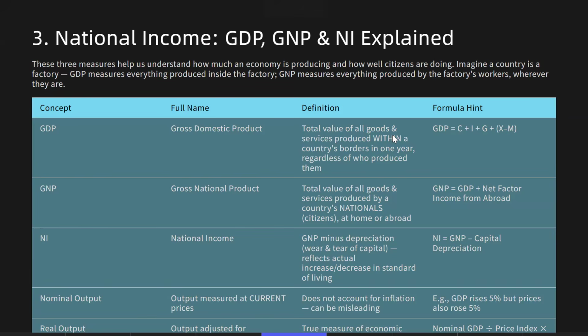You all understand the difference? Yes, sir. So once it's within the country, it is GDP. Once it was created by the country, regardless of where it's located, it would be part of the GNP.